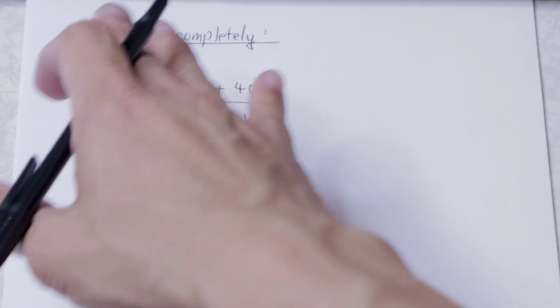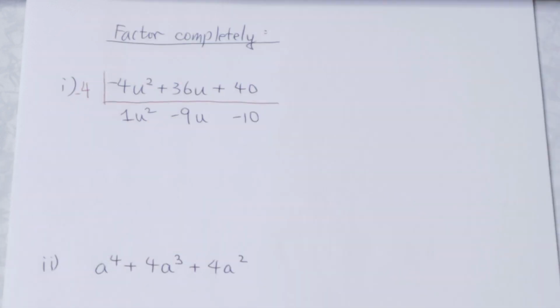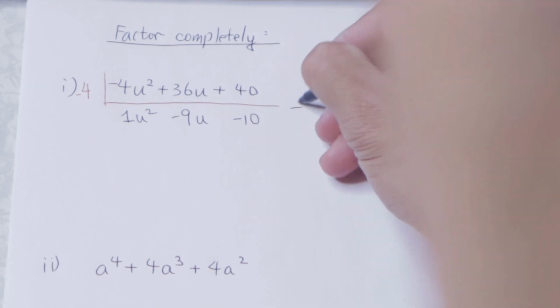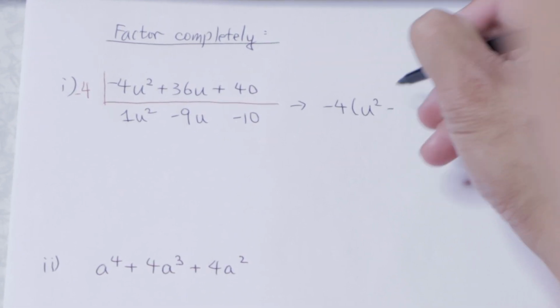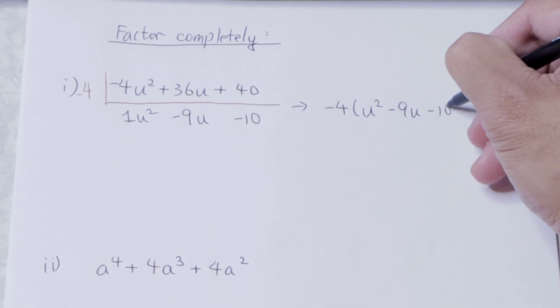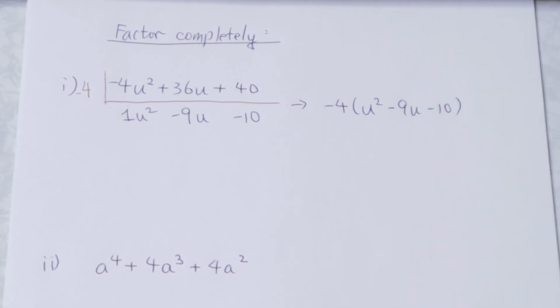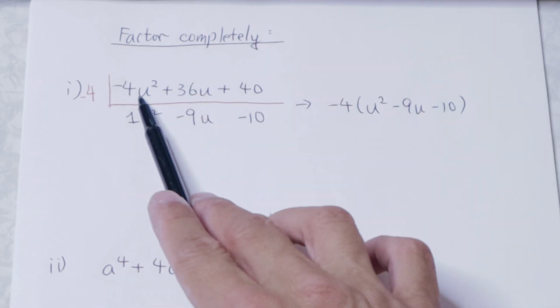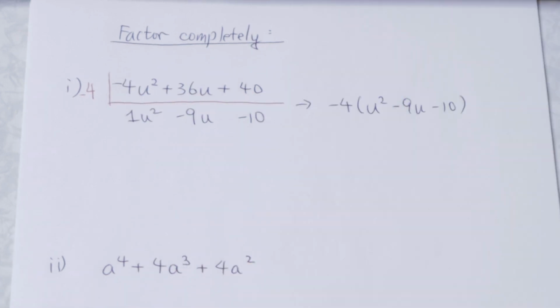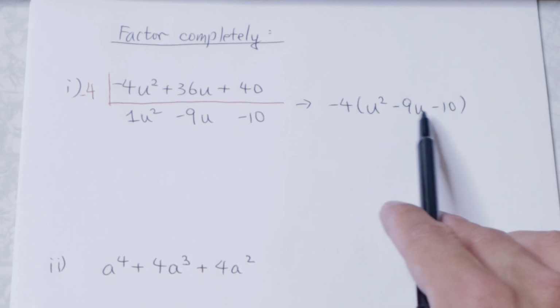So the factored form, after you take out the GCF, the undistributed form, is negative 4, open parentheses, u squared minus 9u minus 10. This is your step 1. Step 1 is always to take out a GCF if the leading coefficient is not 1. If it's something other than 1, always check whether you can take out a GCF. In this case, we have the undistributed form.